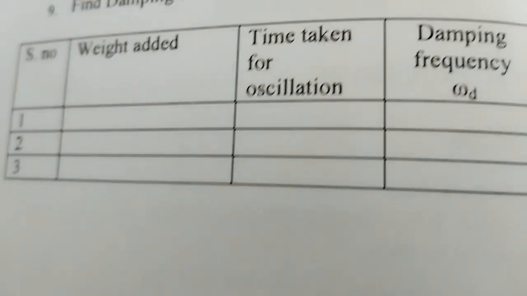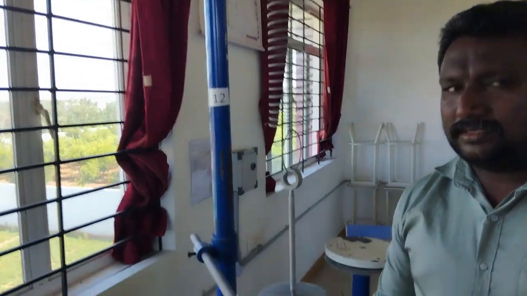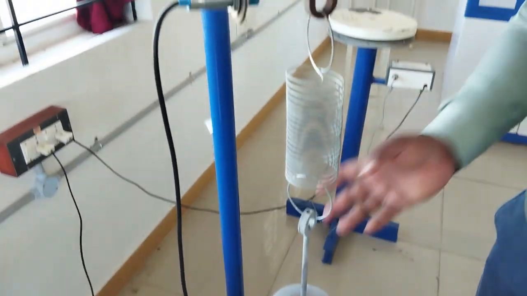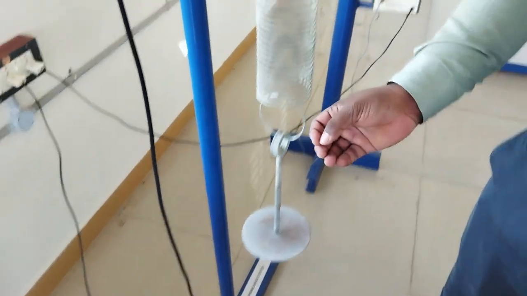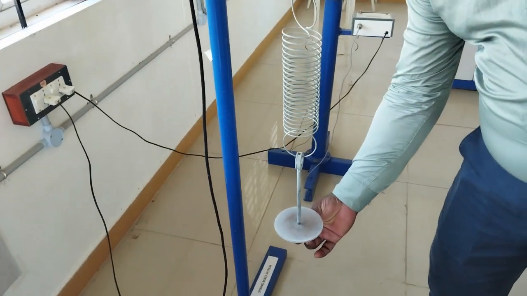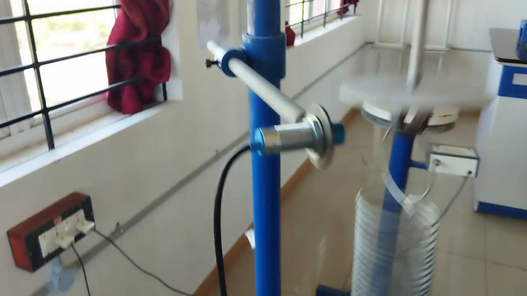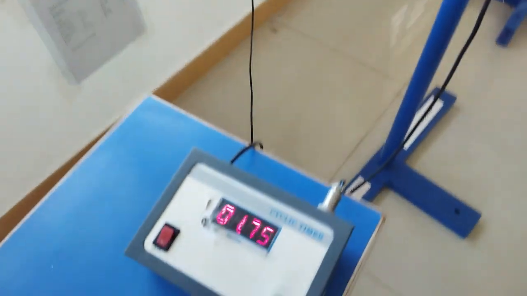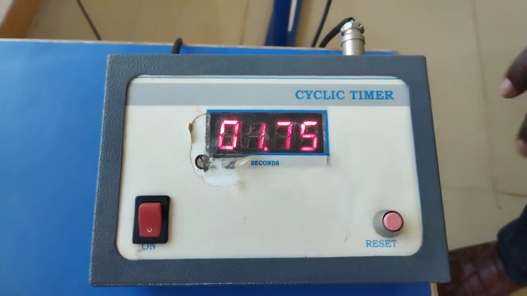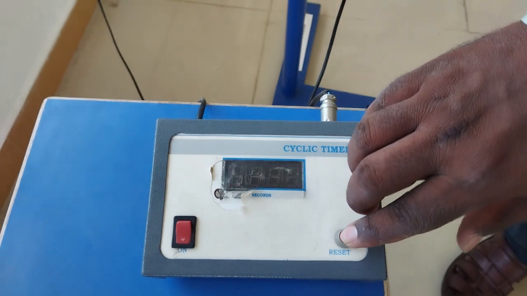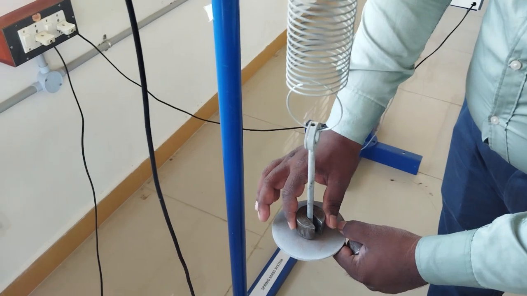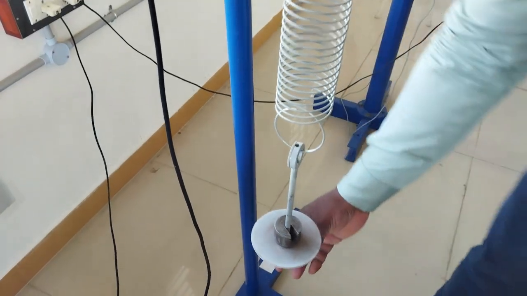Now we are going to do the experiment. First we take the reading without masses, that is 0 mass. Now we are going to oscillate the spring setup. First we pull and release it through some distance. Now we take one oscillation from the timer. For this oscillation we got 1.75 seconds, and then we reset the timer, add the 100 grams mass, and oscillate again.